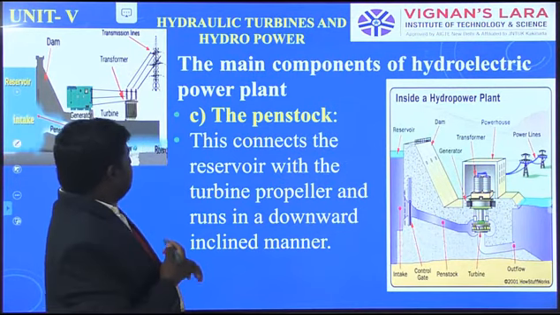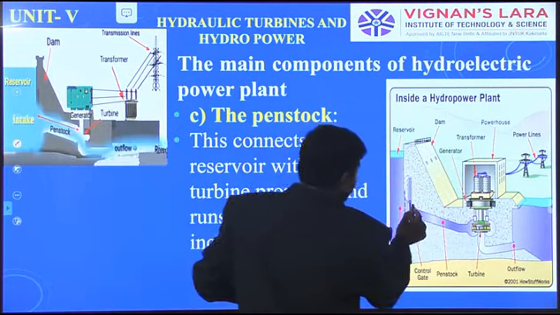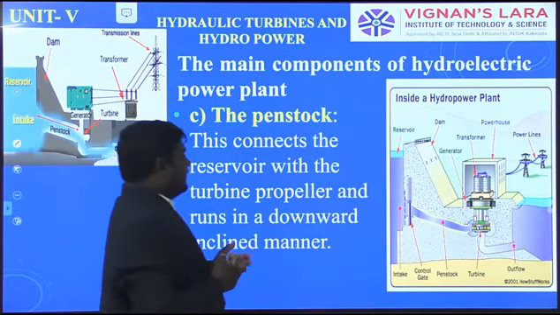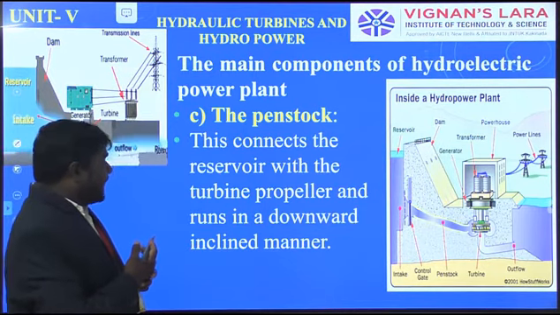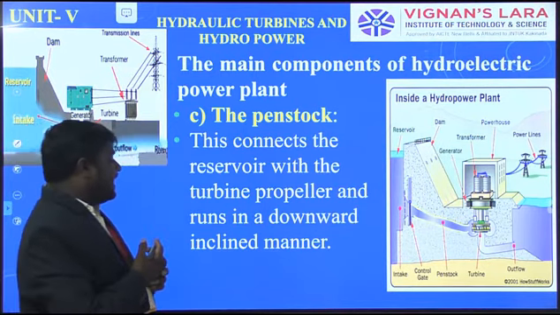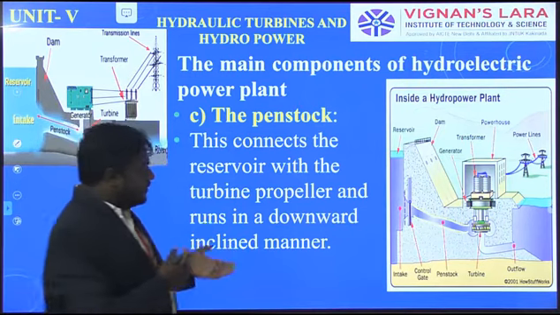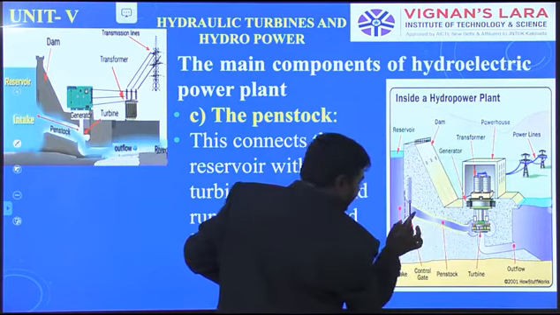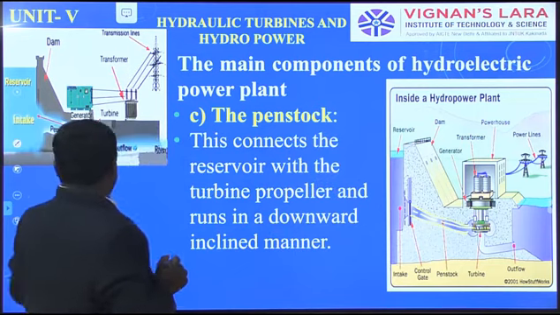Okay, the main part is the penstock. We have to see here, this is the penstock. This connects the reservoir with the turbine and runs in a downward inclined manner. This is the inclined manner. So the water will be sent to the turbine.